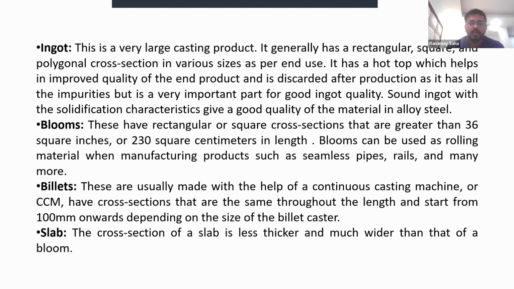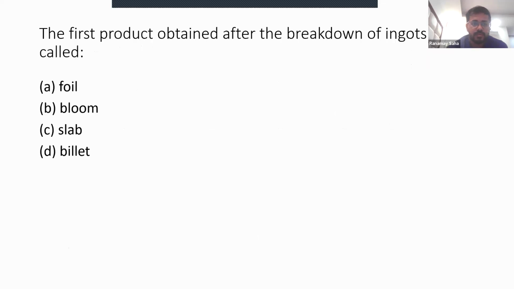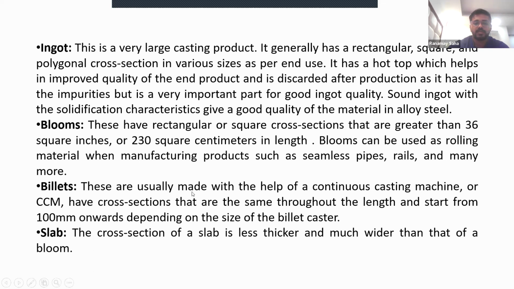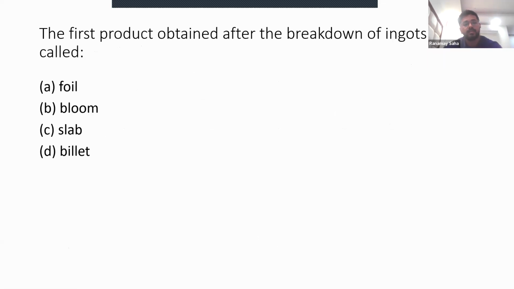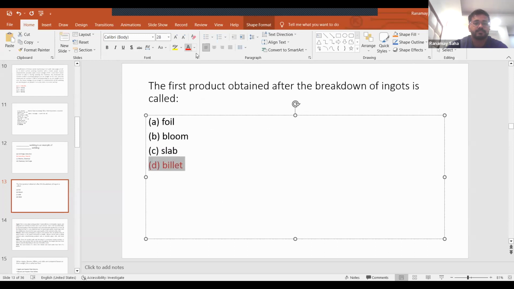Okay, so if we move to our question, it says the first product obtained after the breakdown of ingots is a billet. Okay, what is a billet? It is a longer product having a uniform cross section throughout its length. So the correct option here is billet.